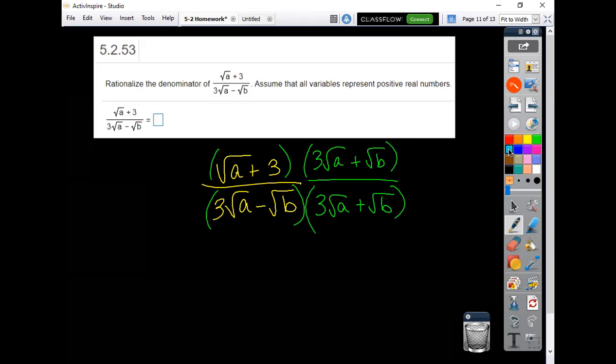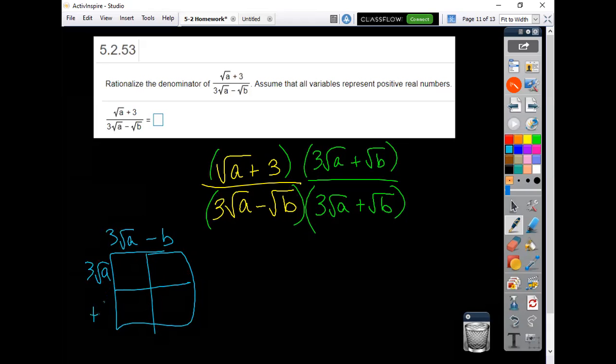And now FOIL each part out. I used a rectangle for this on the problem just a couple problems ago. We could do that again. 3 squared of a minus b and 3 squared of a plus b, if you like those rectangles to organize.